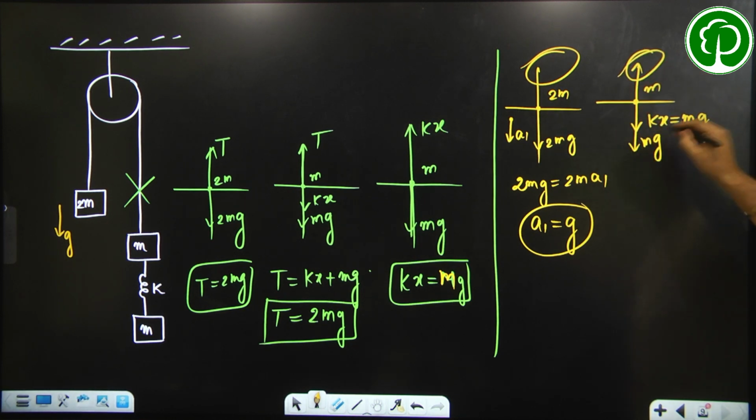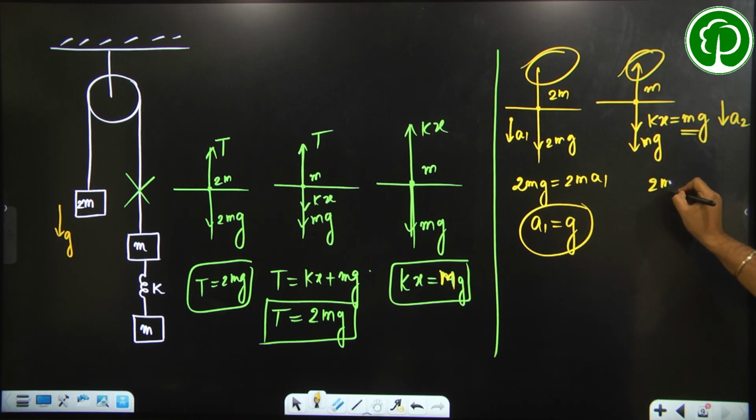Now, what about the tension T up? So this is 0. Now it has got acceleration a2 down. So net force in the downward direction is mg plus mg, 2mg. That is equal to mass into acceleration a2. So a2 is equal to 2g down.